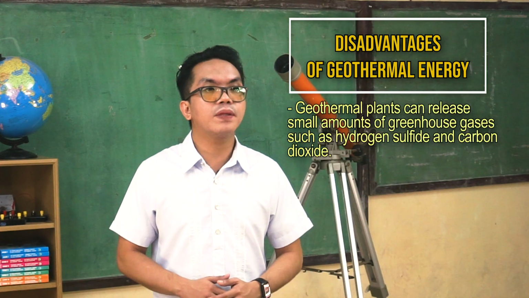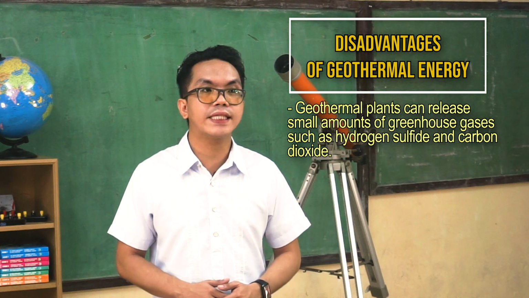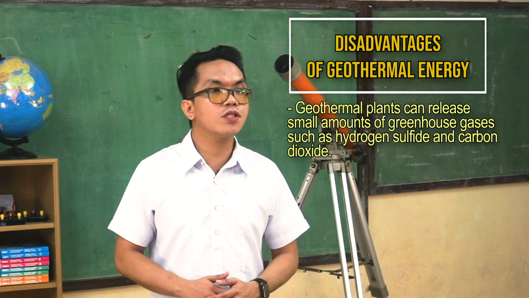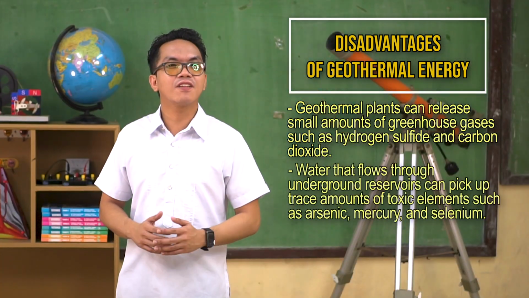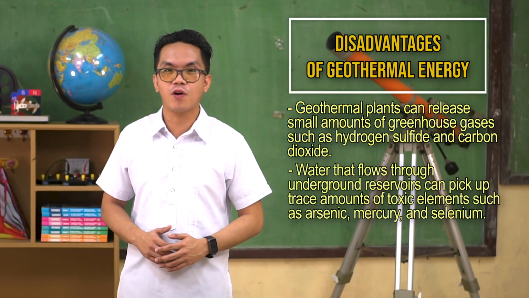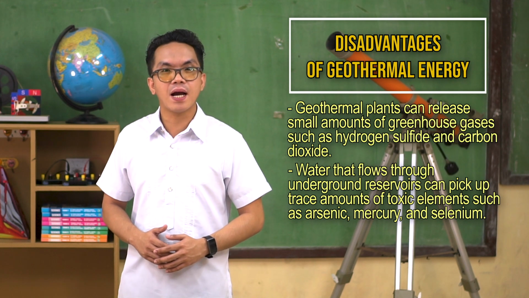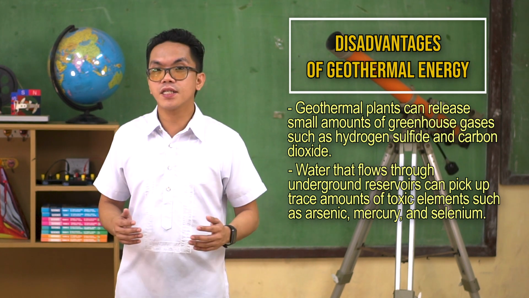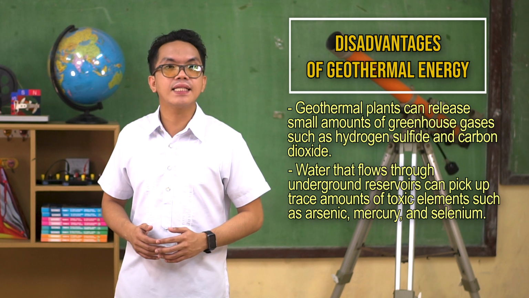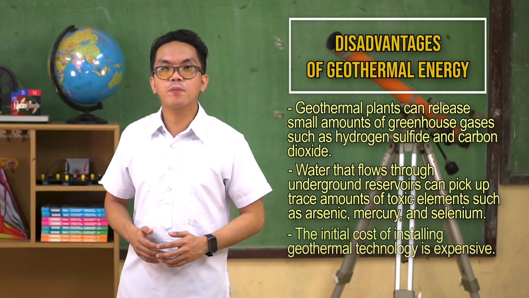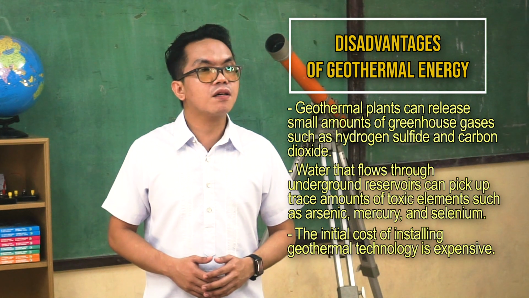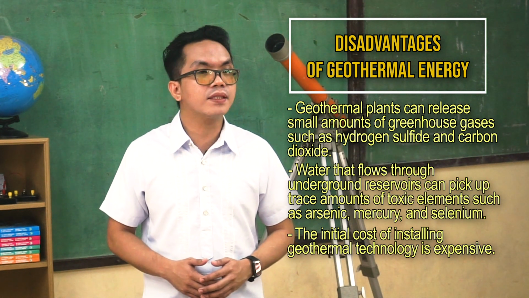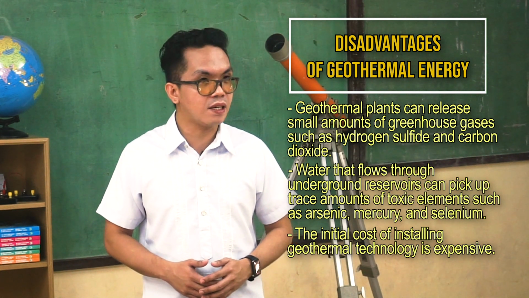Geothermal plants can release small amounts of greenhouse gases such as hydrogen sulfide and carbon dioxide. Water that flows through underground reservoirs can pick up trace amounts of toxic elements such as arsenic, mercury, and selenium. Although the process requires almost no fuel to run, the initial cost of installing geothermal technology is expensive.